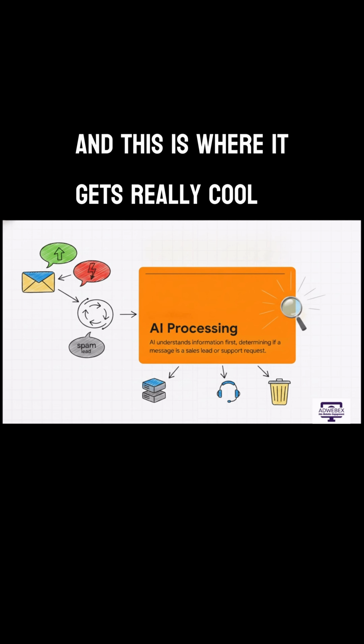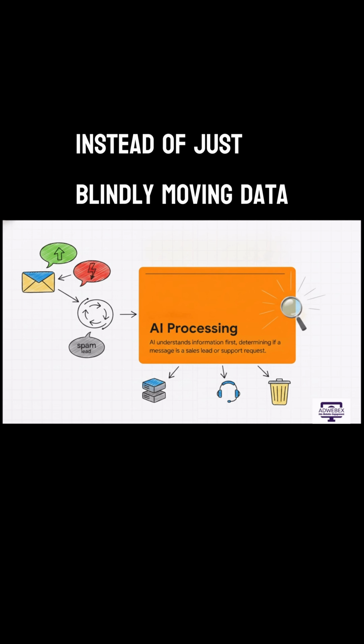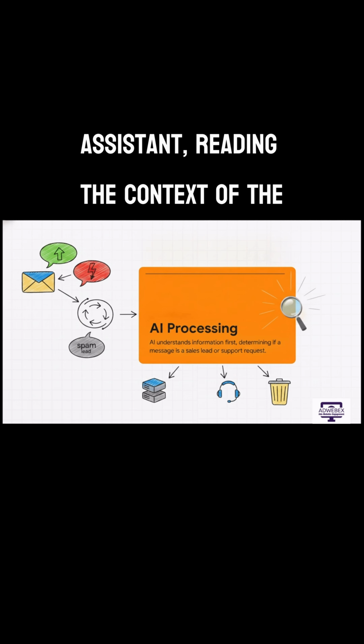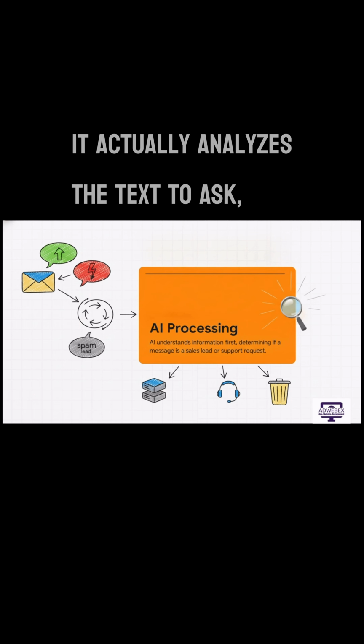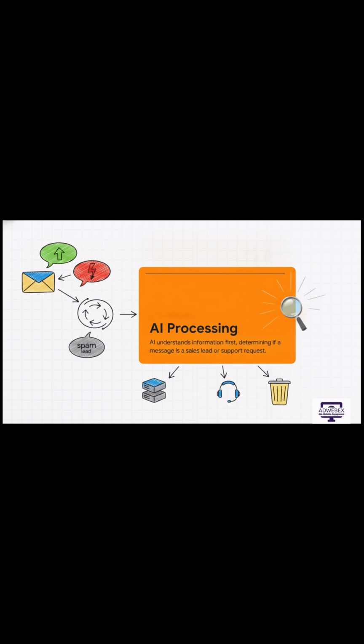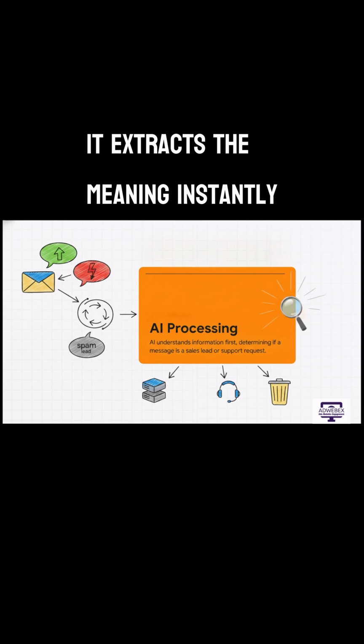Now, this brings us to Step 2, AI processing. And this is where it gets really cool. Instead of just blindly moving data around, the AI acts as an intelligent assistant, reading the context of the message first. It actually analyzes the text to ask, okay, is this a highly qualified sales lead? Is it an angry customer? Or is it just spam? It extracts the meaning instantly.